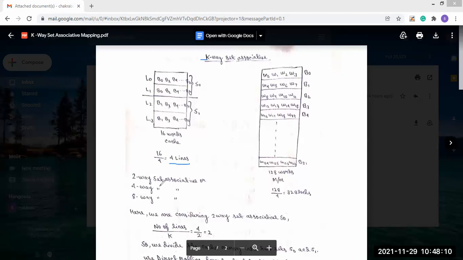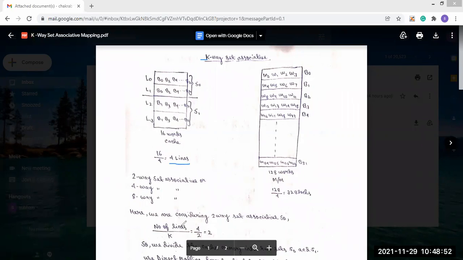Now what will the K-way set associative be? This 2-way means that we have 4 lines present in total, and we have to divide these lines into sets. In K-way set associative, we divide the lines into sets. Now we are considering 2-way set associative. So how many sets should be present in this cache? We represent that as the number of lines divided by K.